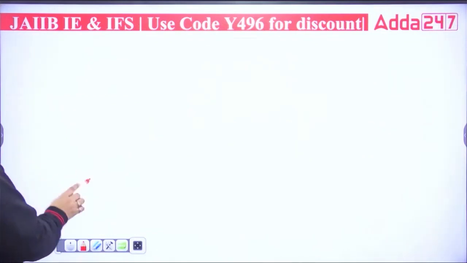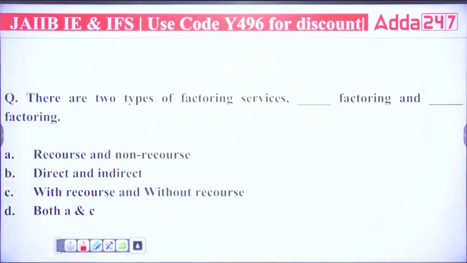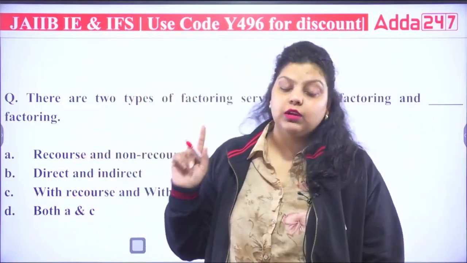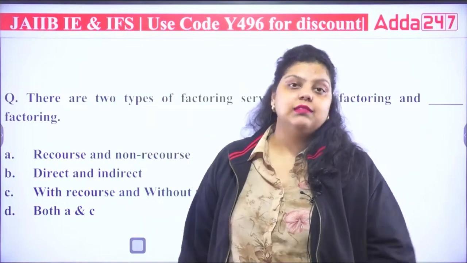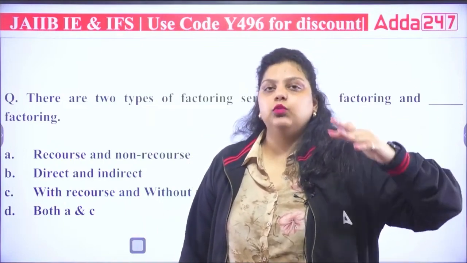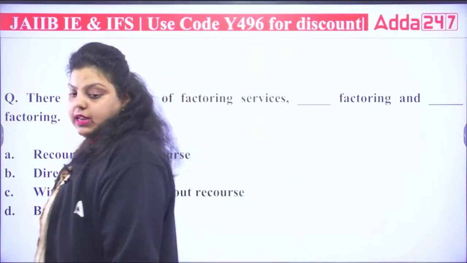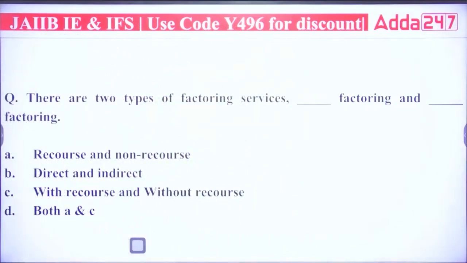All are correct. The second question is talking about the two types of factoring services, dash and dash. One of the types says that if the buyer defaults, the seller has to give back the money to the factor. And the second says if the buyer defaults, the bank or the factor has to bear the loss. Do remember, in one type the seller has to return the money to the factor, and in the other type the bank has to face the loss. The seller does not have to repay the money. The options are: recourse, non-recourse; direct, indirect; with recourse, without recourse; both A and C.